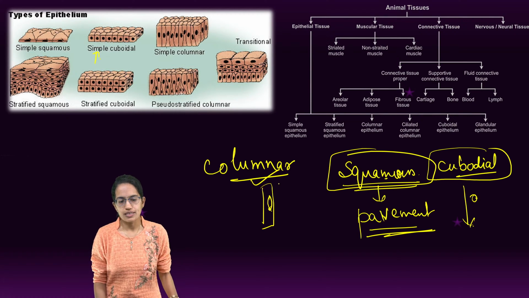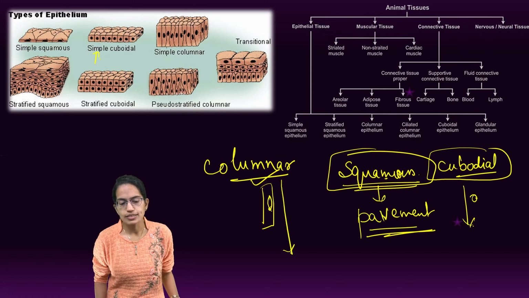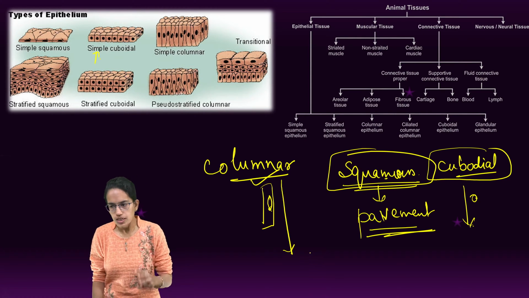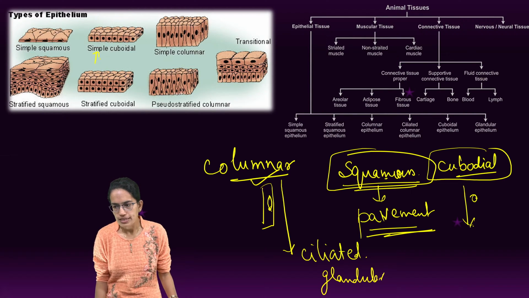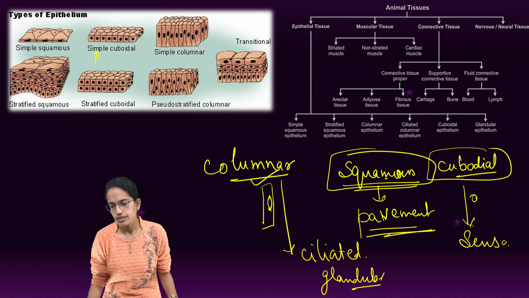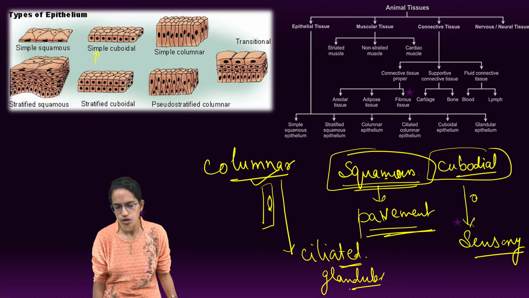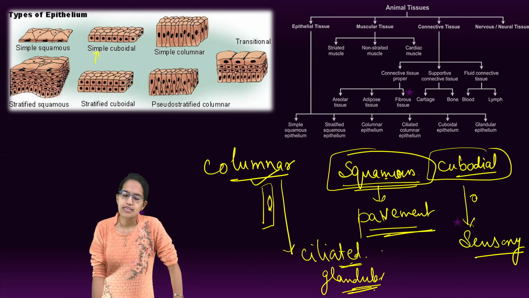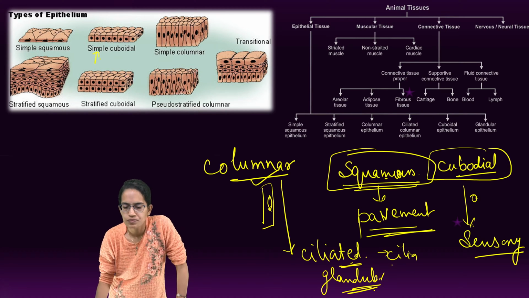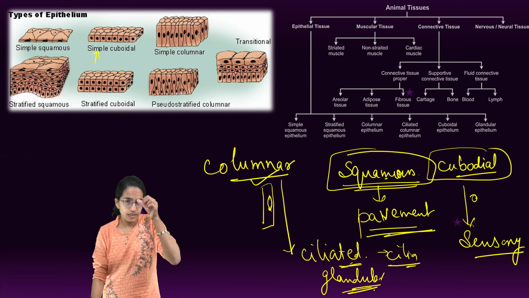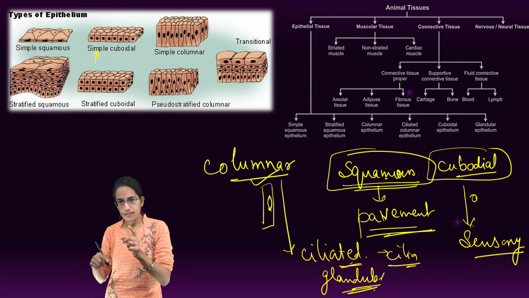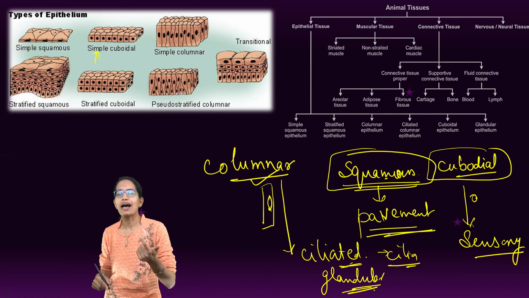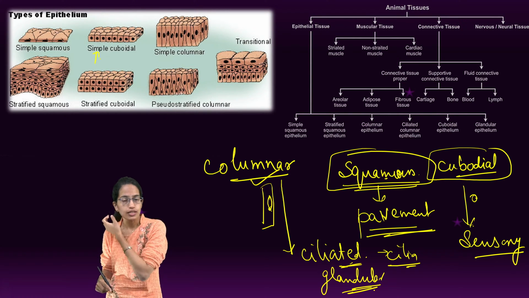The next interesting thing is these columnar ones have numerous modifications. Three important modifications that we would understand: one is ciliated, the other is glandular, and the third one is sensory. Ciliated, as the name suggests, would have cilia. Now cilia and flagella we have already understood in the previous lectures. So cilia is seen on the body of paramecium, a good example to recall back. Flagella in the case of Euglena, dinoflagellates.